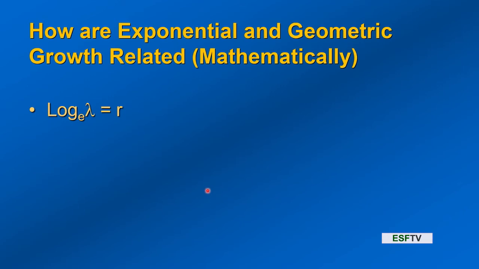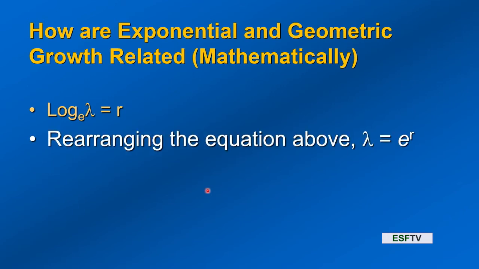Okay, that's pretty important. And you can rearrange the equation above to come up with this equality. Lambda actually equals e to the r. Right? So they are directly related. The geometric growth is an exponential growth. I don't want to get hung up on this too far because it'll get confusing, but I just want you to see that they are very much related to each other. But we call the exponential growth model the one that uses e to the rt, and we call the geometric growth model the one that uses lambda.